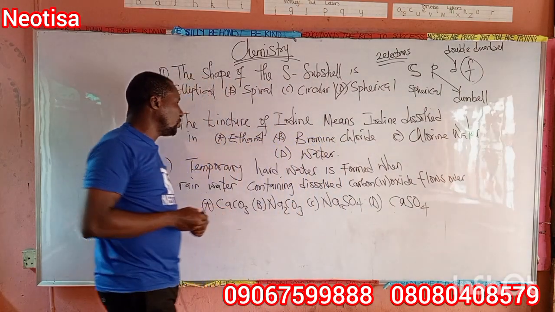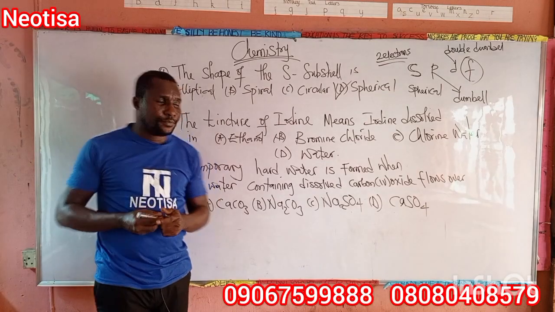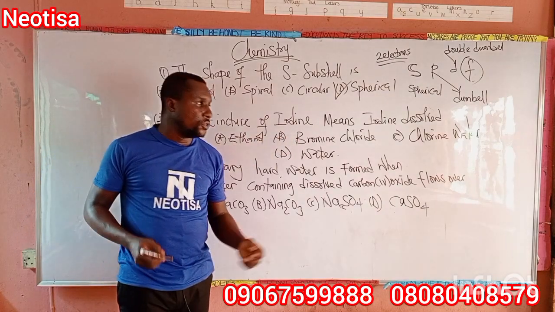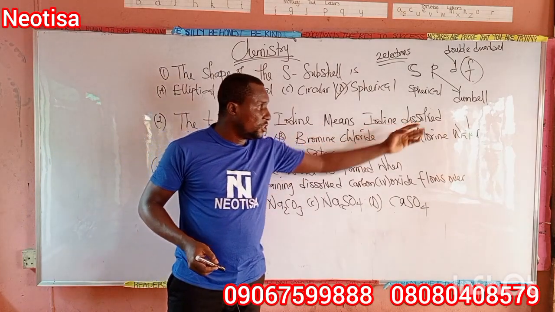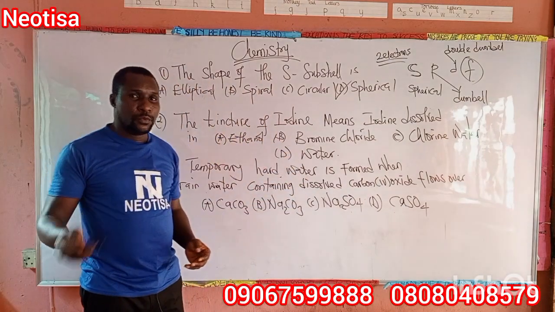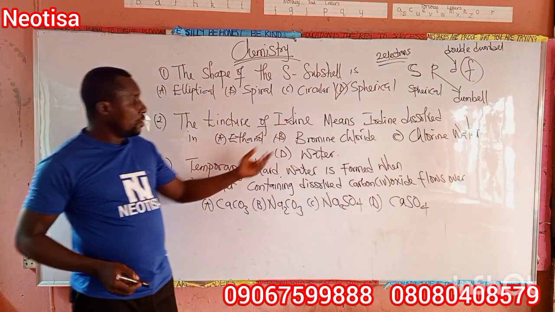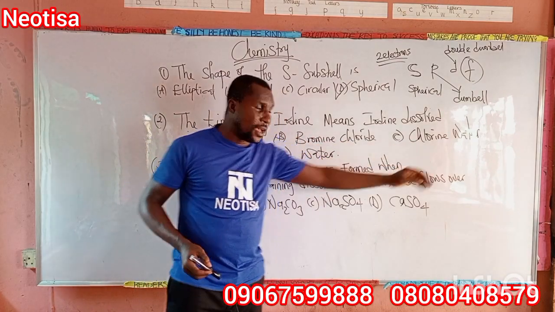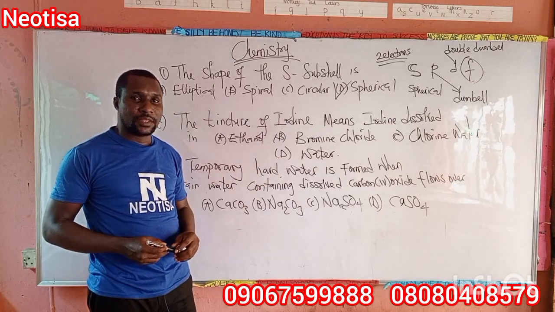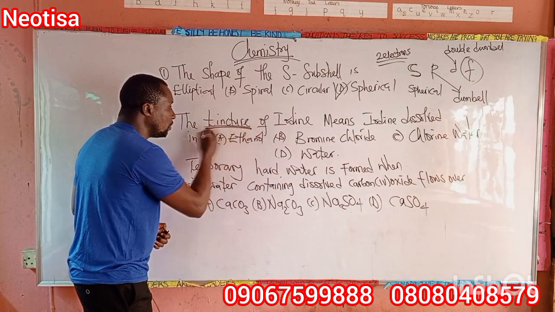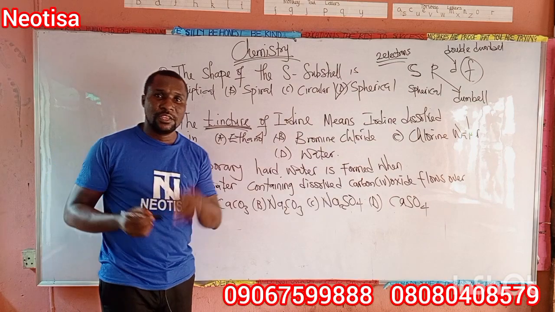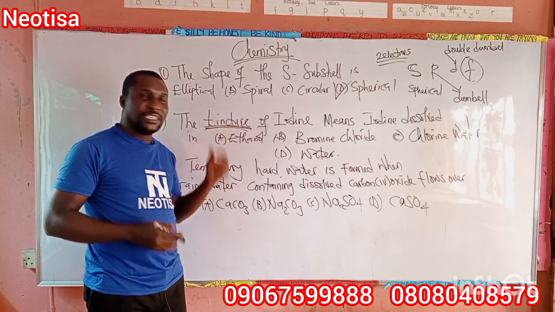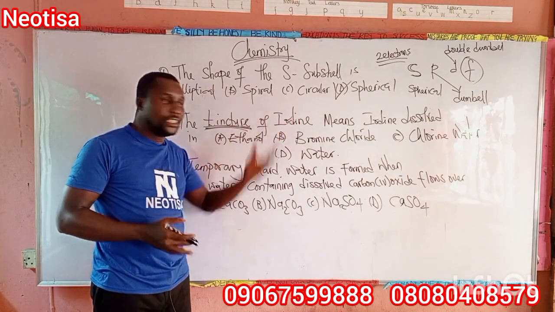Let's look at the second question. The second question says, the tincture of iodine means iodine dissolved in which of the following? Option A, ethanol. Option B, bromine chloride. Option C, chlorine water. Option D, water. Tincture is a mixture of two substances, iodine and what?